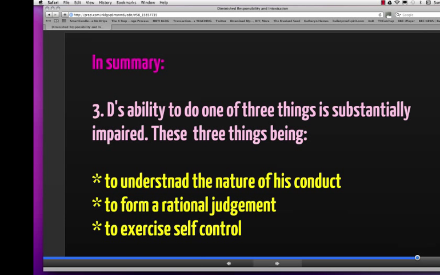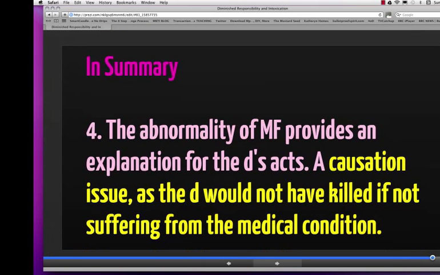Now remember, one of three things is substantially impaired, and those three things being to understand the nature of his conduct, to form a rational judgment, or to exercise self-control. And the abnormality of mental functioning provides an explanation for the defendant's acts. This is a causation issue, as the defendant would not have killed if not suffering from the medical condition.